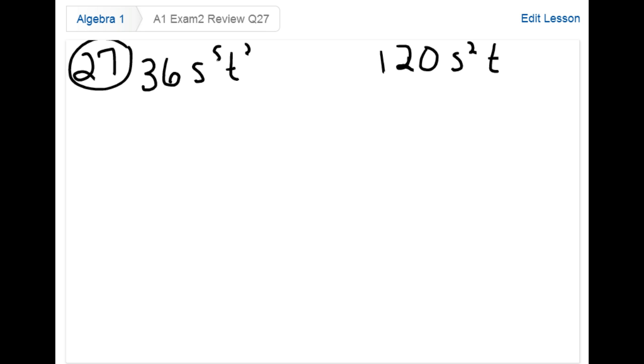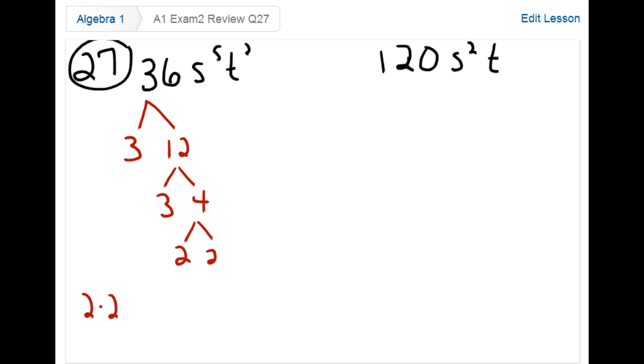Number 27. Find the GCF of 36 s to the 5th t squared and 120 s squared t. Okay, so we're going to do a factor tree for 36. 36 is 3 times 12. 12 is 3 times 4. And 4 is 2 times 2. So 36 is 2 times 2 times 3 times 3.